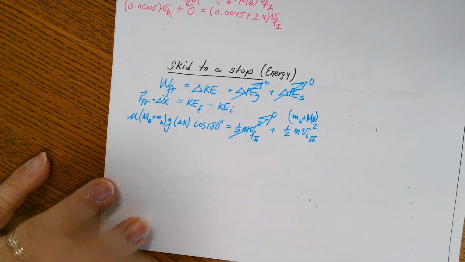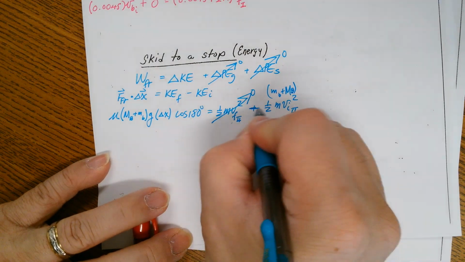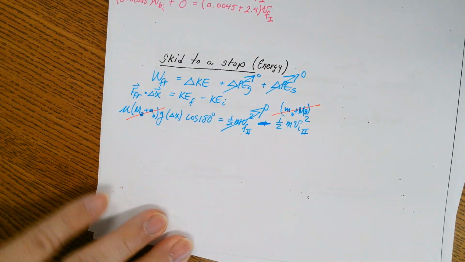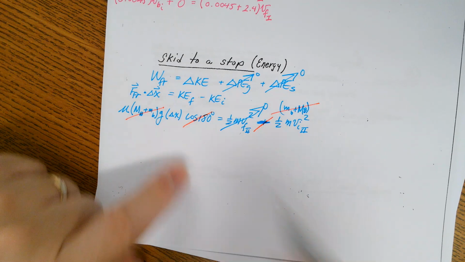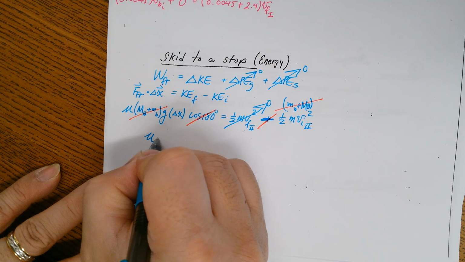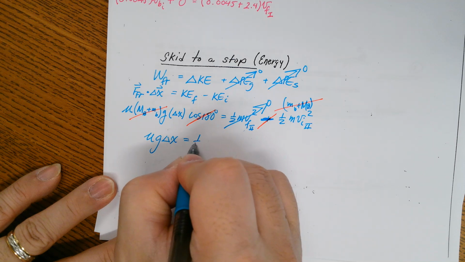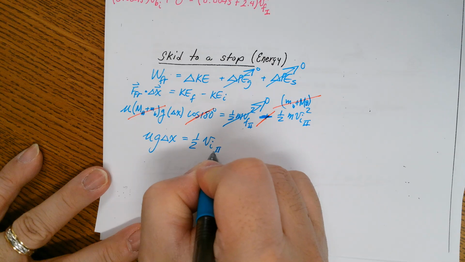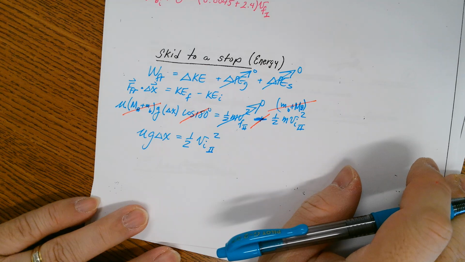So we can actually cancel out this mass and this mass, and this negative and this cosine of 180. This should be minus, sorry. So we have now mu g delta x is equal to 1/2 v initial of phase 2 squared.